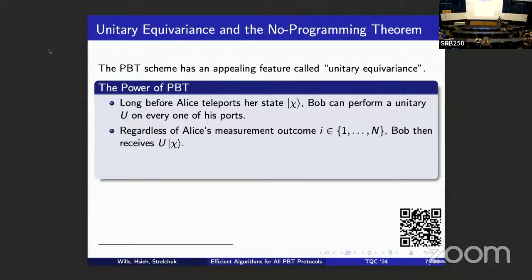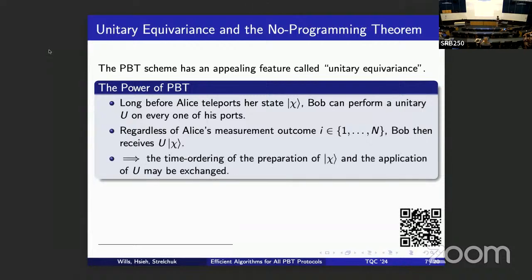It then turns out that when Alice teleports the state chi, Bob receives the state u chi. And the significance of this is that the time ordering of the preparation of the state chi and the application of u have been reversed. So normally, obviously, if you want to get u chi, you prepare chi and then you apply u. In this case, we've prepared u chi by applying u and then preparing and teleporting chi.